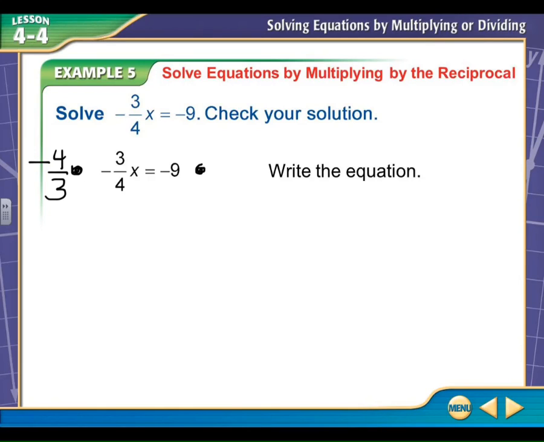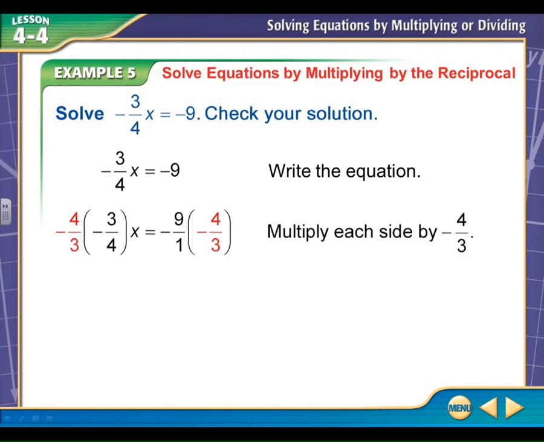Whatever you do to one side of the equation, you have to do to the other side of the equation. This will cancel out. A negative times a negative is a positive x, and then I can simplify here. Again, a negative 3 times negative 4 is positive 12. So our solution is positive 12.